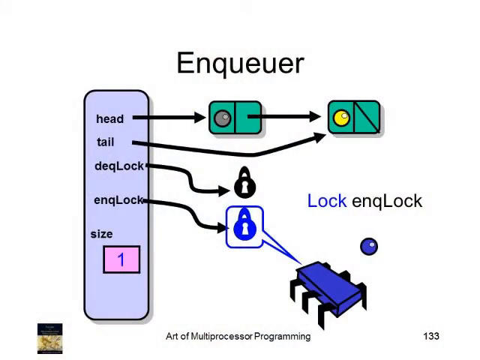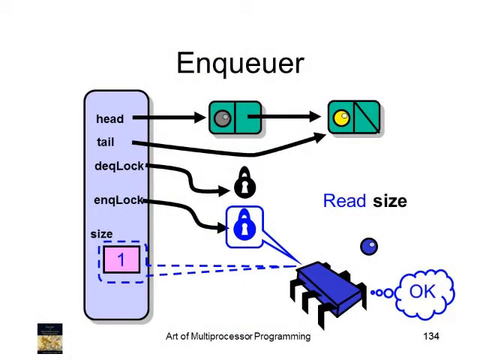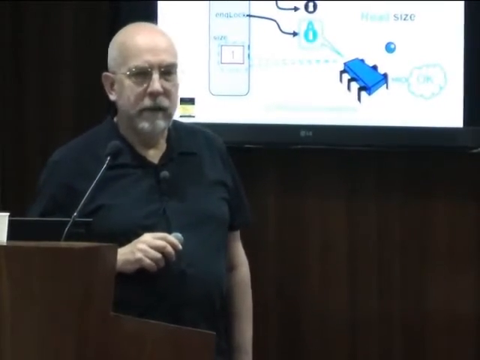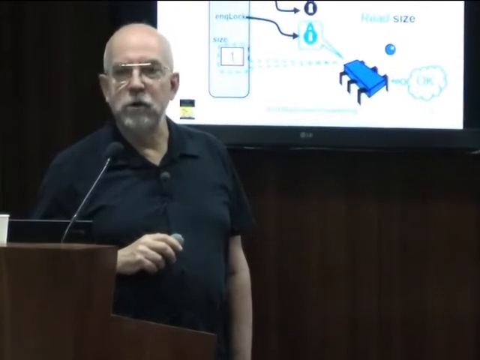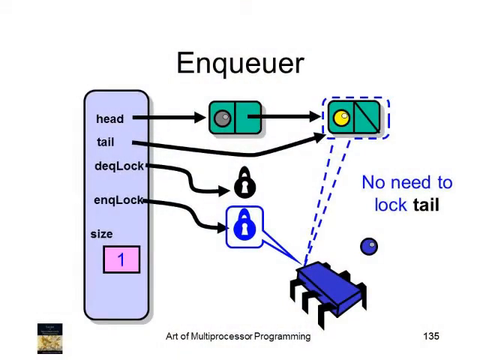So here comes an enqueuer, which wants to insert this item in the queue. And so what it does is it locks the enqueue lock, because after all, it's enqueuing. It reads the size, and I'll tell you what, it's worried that the queue might be full. And I'll tell you in a minute what it does if it finds that the queue is full. But here it sees that the queue isn't full. There are fewer than 8 items in there. And so it doesn't need to lock anything.